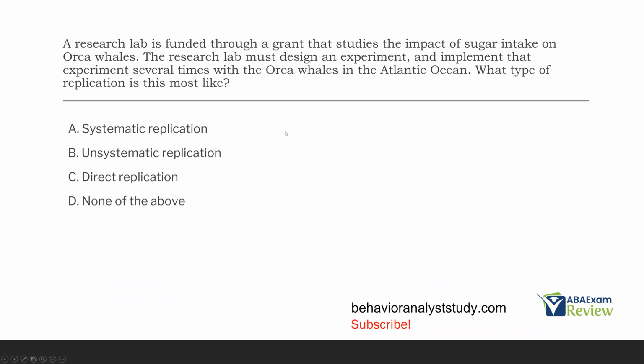A research lab is funded through a grant that studies the impact of sugar intake on orca whales. The research lab must design an experiment and implement that experiment several times with the orca whales in the Atlantic Ocean. What type of replication is this most like?